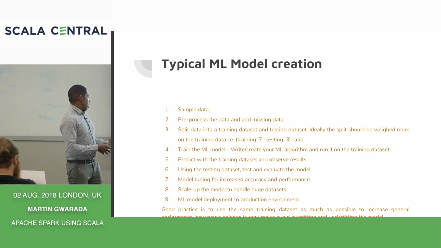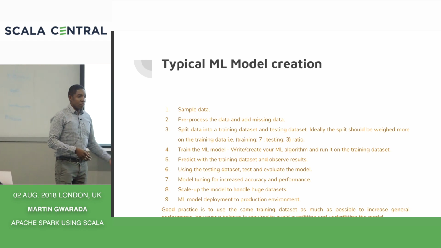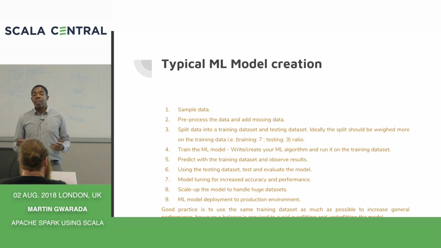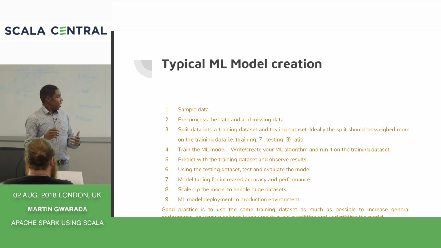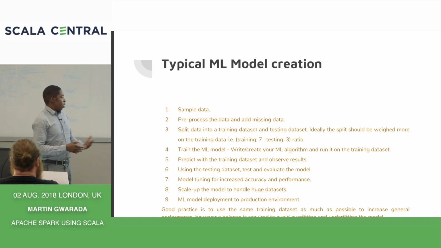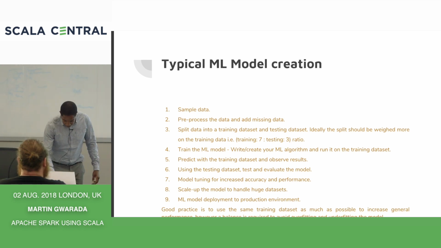After that, number 8, you then scale up your model. So now you're going into production; you're putting it into production. It's going into the mass market. That's number 9, which is deployment to production.